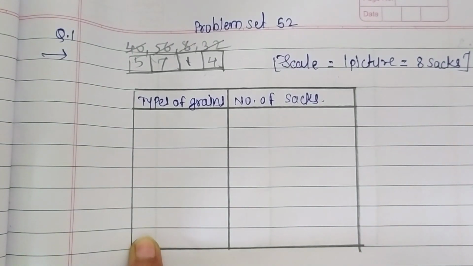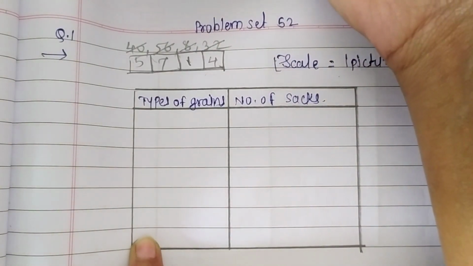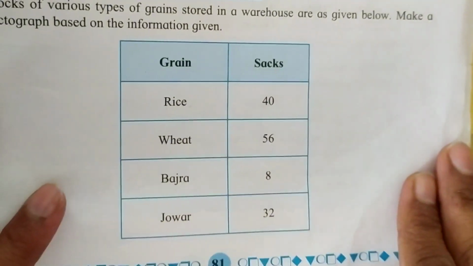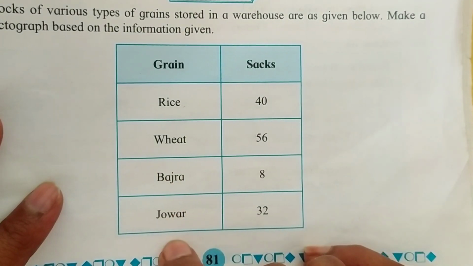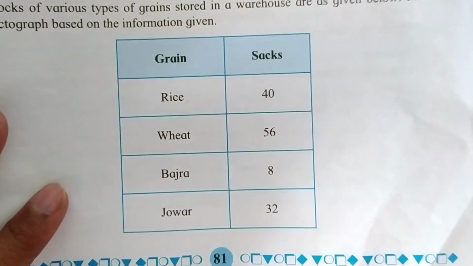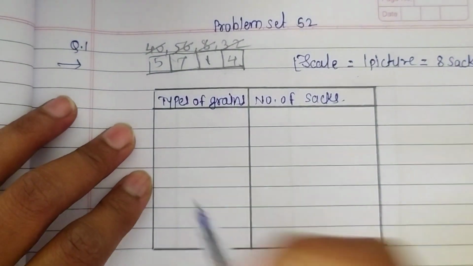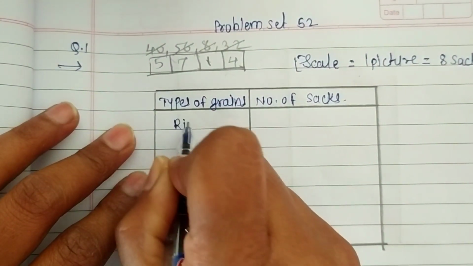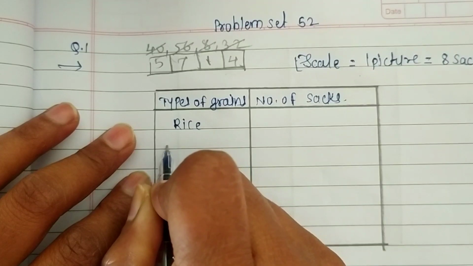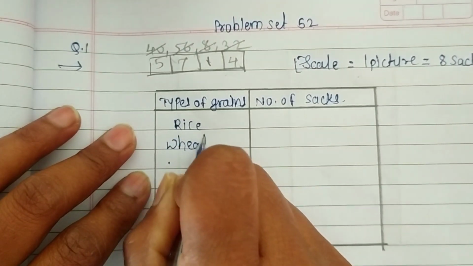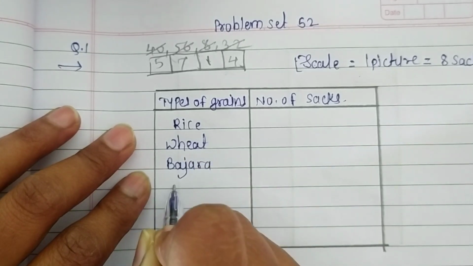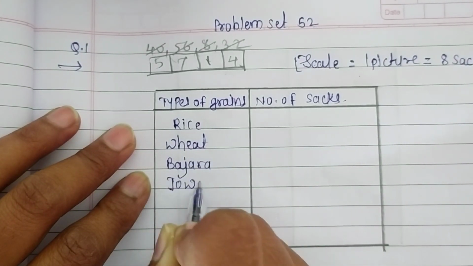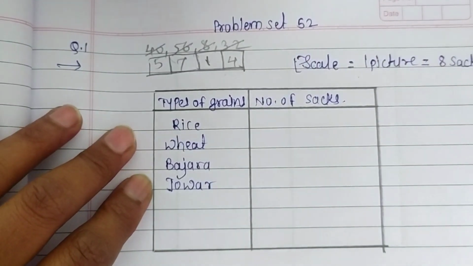Now look at the information given in the book on page number 81. Here it is. The types of grains are rice, wheat, bajra and jowar. Let's write the types of grains here: rice, wheat, bajra and jowar.